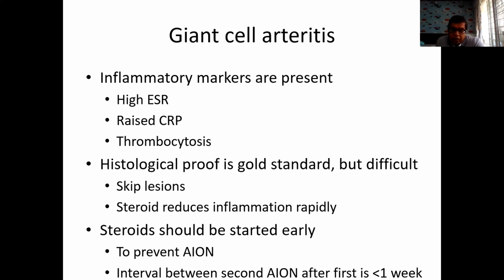Steroids should be started early, not for the treatment of stroke, but to prevent AION. And if the patient has developed AION in one eye, the chances that he or she will develop AION in the other eye within the first week is very high. So you have to give them steroids early.